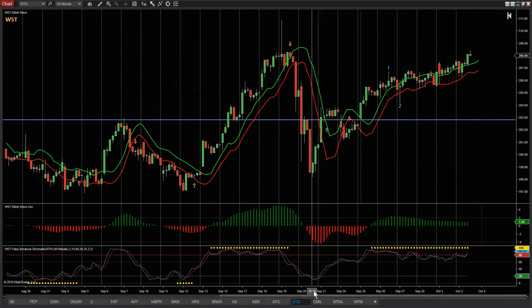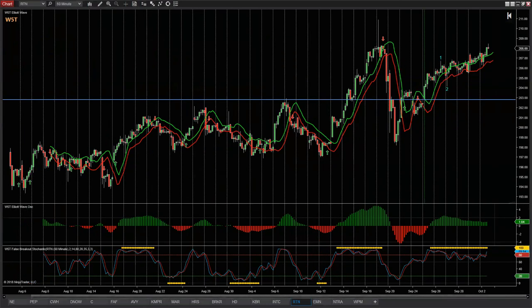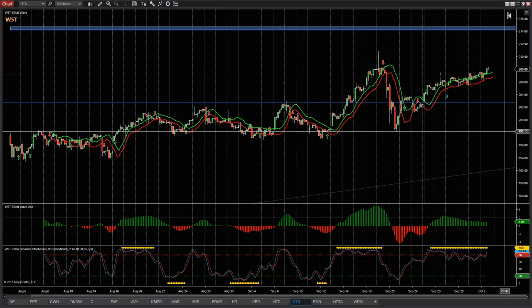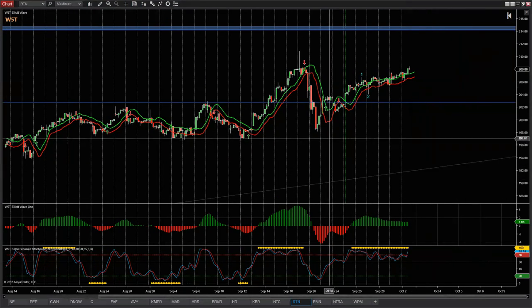Okay, so this is where we are on the 60 minute. You see this strong bullish bias with the false breakout bars? This is where we are. This is where our target is. Just keep an eye on that 60 minute, okay?